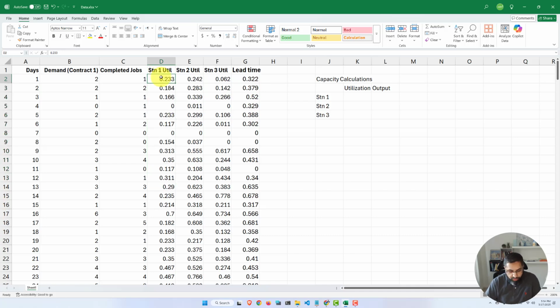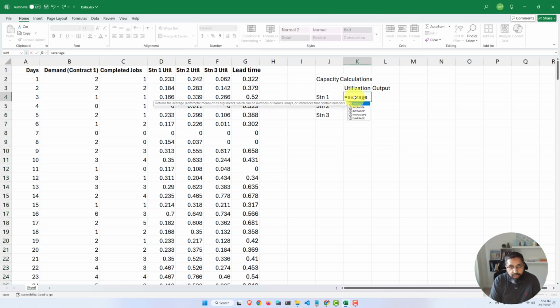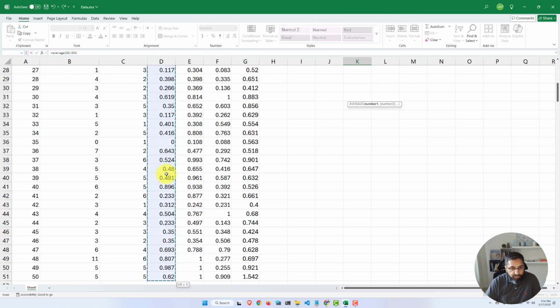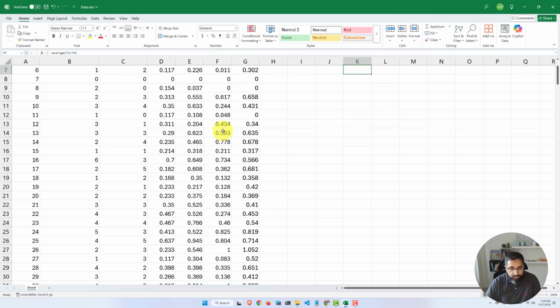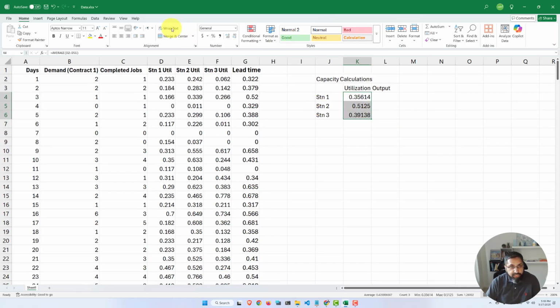Okay, so for the first 50 days, if I select these cells, first 50 days of data, you can see the average utilization of station 1 is 0.35. So I can just do this, equals average station 1, select the first 50 days of data, and that is 0.35. For station 2, it is going to be this column, 0.51. Station 3, this column, this. And you can clearly see here, let's format these numbers a little bit better, that the highest is station 2, which is the bottleneck.